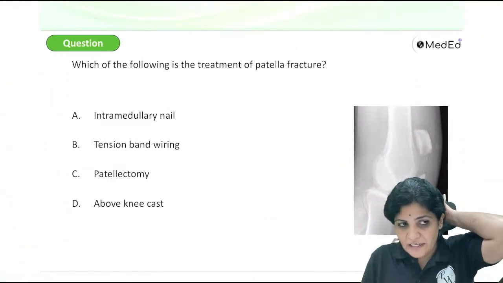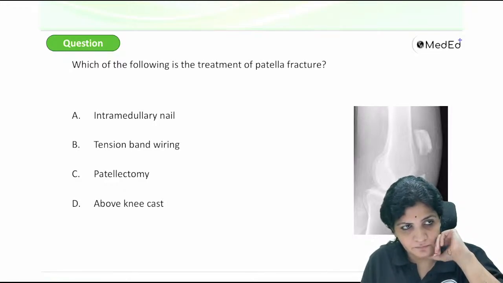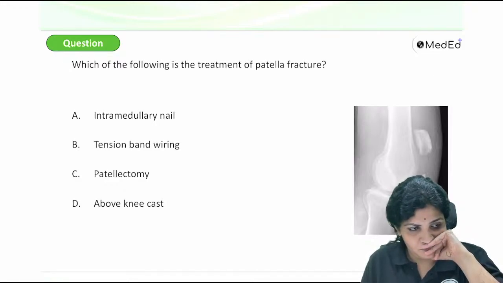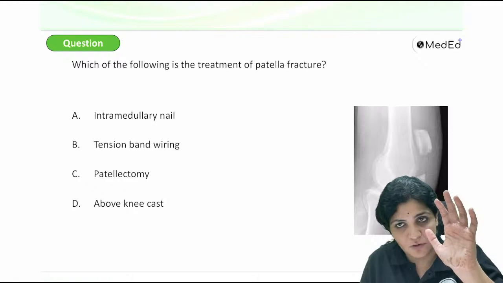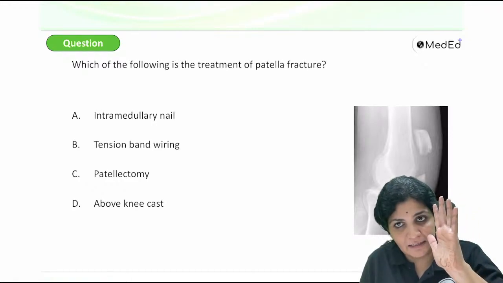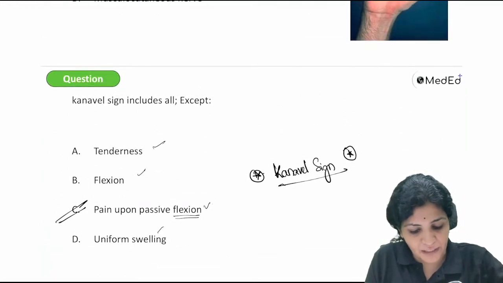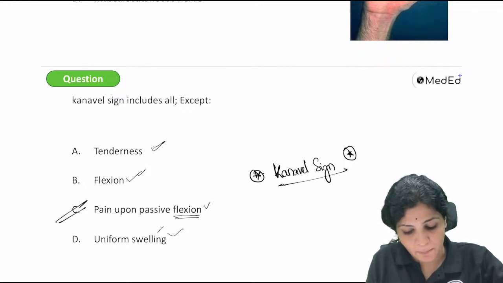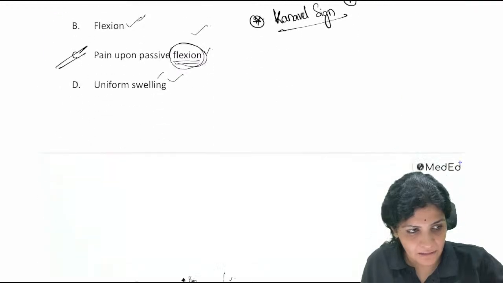Yeah, they will be in flexion. Whenever you see the tendon, the fingers, because of that tendon sheath, they will be in flexion. But when you try to extend it, they will have pain. So the answer here is Kanavel sign. The fingers are in flexion, they are tender and painful, and there is a uniform swelling. So pain on passive extension, except. Okay, Aradhana, is that clear?